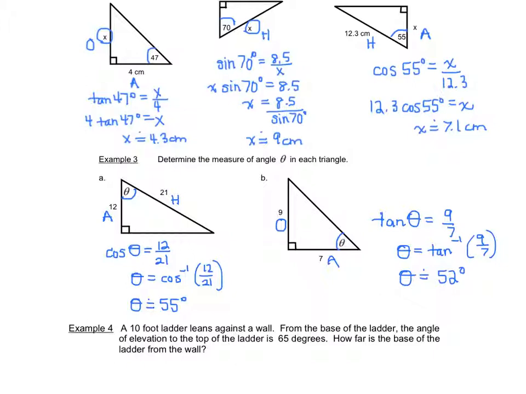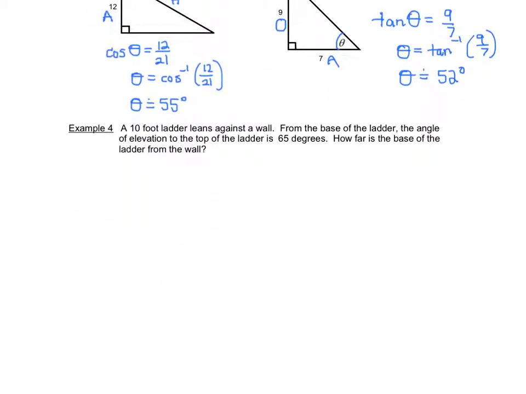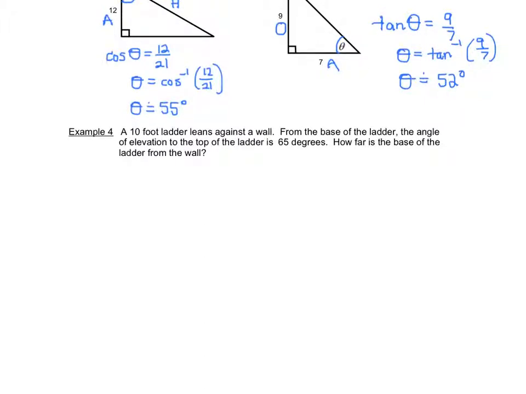Now let's try a word problem, and then we'll be done. So the last example says a 10-foot ladder leans against a wall. From the base of the ladder, the angle of elevation to the top of the ladder is 65 degrees. How far is the base of the ladder from the wall? I wanted to just quickly review with you angle of elevation and angle of depression, because in this case we're talking about the angle of elevation.